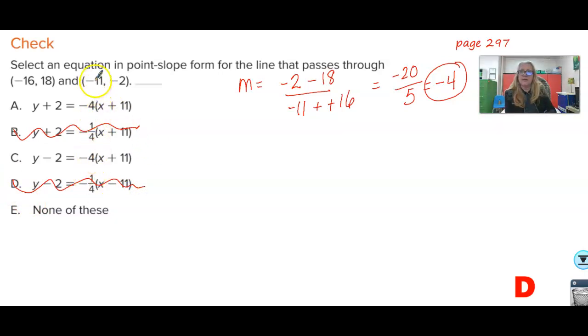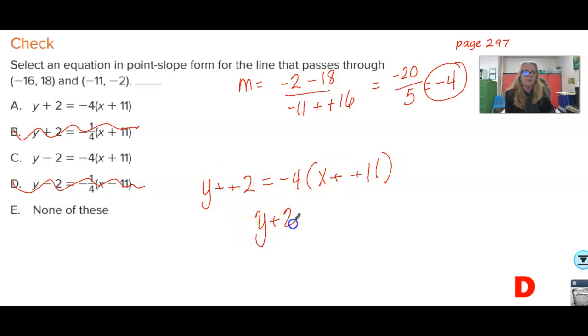They're using the point -11, -2. Notice they're both negative. Here's what this is going to look like. Y minus -2 equals m, which is our slope, -4, times x minus -11. What happens when you have minus and negative? That happens. So what we're looking for is an equation that says y plus 2 equals -4 times x plus 11. Because both of the coordinates were negative, so both of these signs have turned positives. So A is the correct answer.